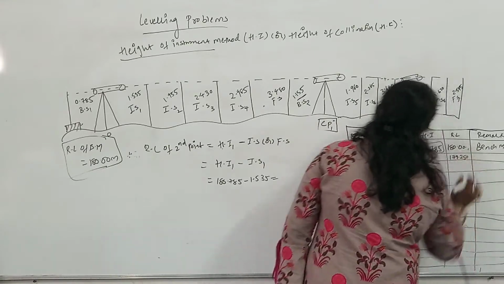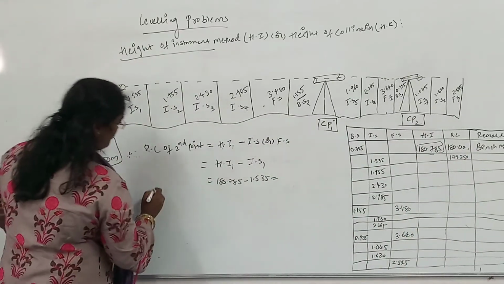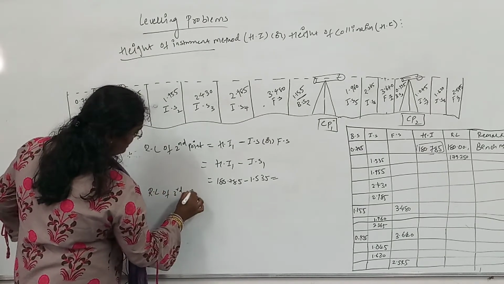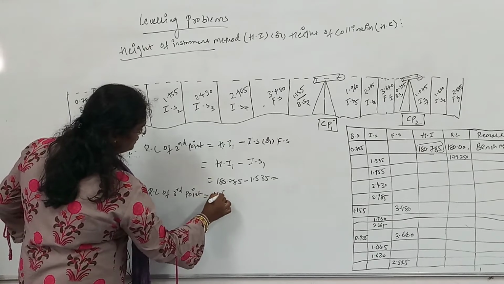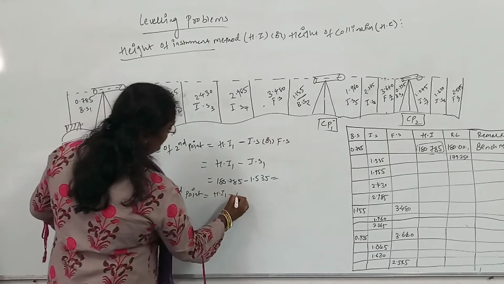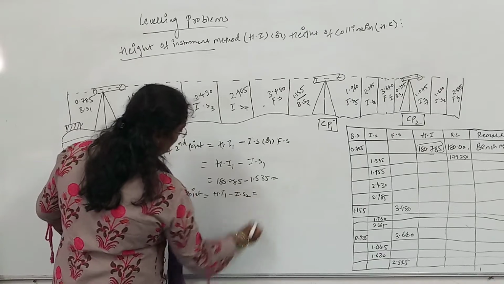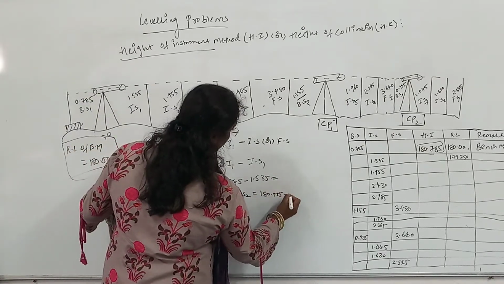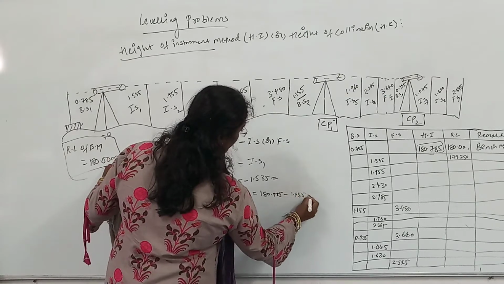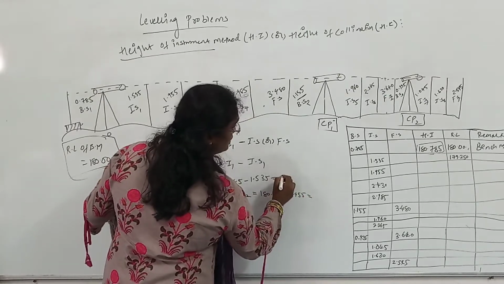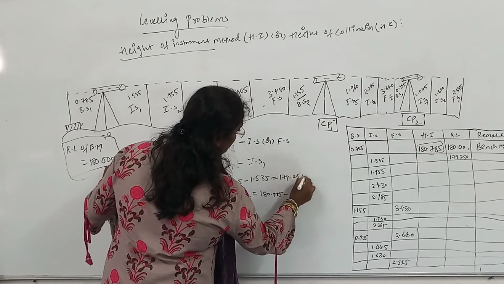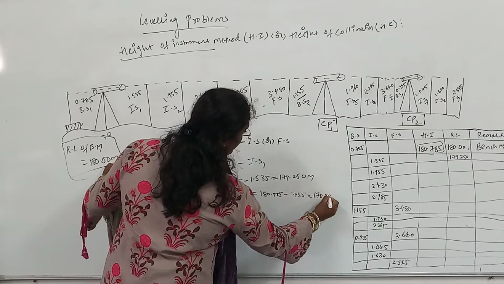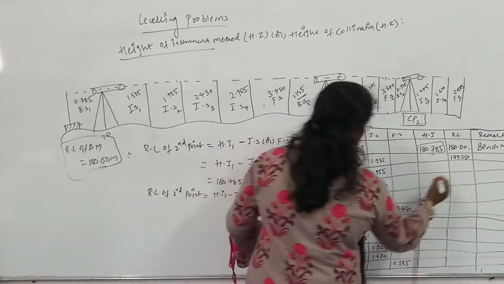Right? Next we need to find the RL of the third point. RL of the third point will be height of instrument 1 minus intermediate sight 2. So what will be the value here? 180.785 minus 1.955 will give you 178.830. Place this value here.